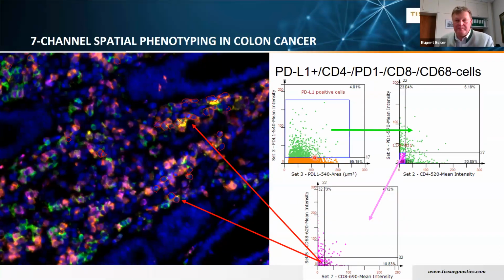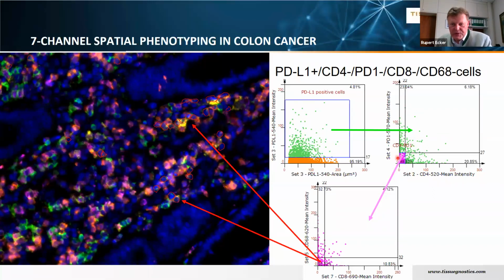And here you see that in the first gate, which shows PD-L1 area, so the size of the cells versus PD-L1 mean intensity, this gate contains the PD-L1 positive cells. This gate is defined as an input gate in the second scattergram. That means all cells we see, all dots, and each dot represents a single cell, all dots we see here come from this gate. So all dots here are PD-L1 positive cells.